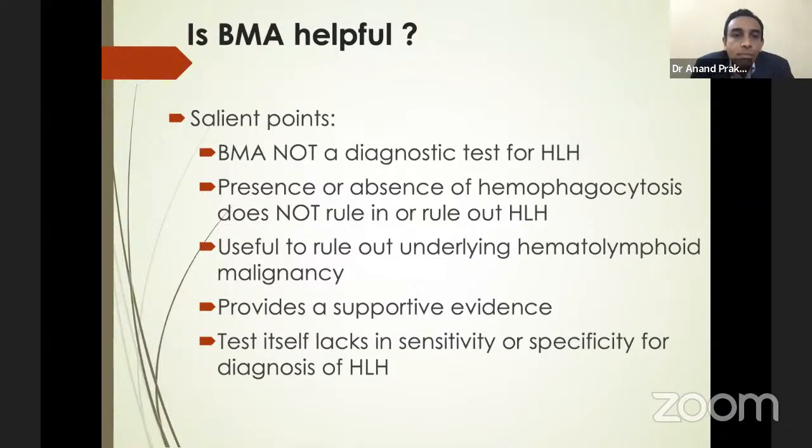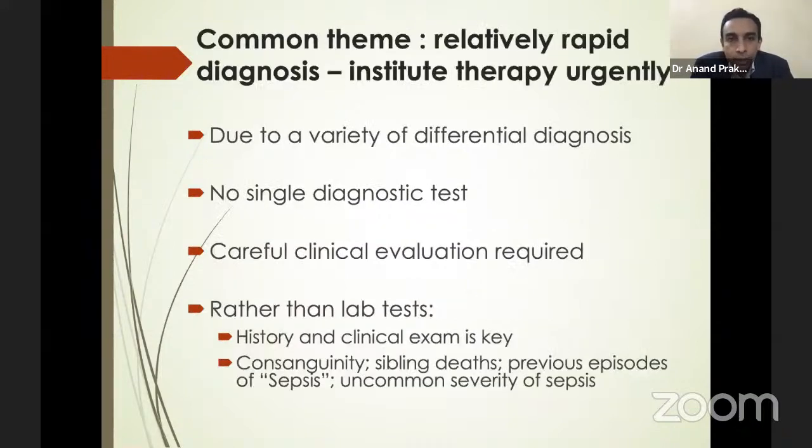So I think this is the most important slide. The salient points are that bone marrow aspirate is definitely not a diagnostic test for HLH. We all agree on that. Presence or absence of hemophagocytosis does not rule in or rule out HLH. It is definitely useful to rule out underlying hematolymphoid malignancy. It does provide supportive evidence in children with recurrent cytopenias and fevers which have settled down and have not gone into extremis. And the test itself lacks sensitivity and specificity, and we've been hearing about that multiple times.